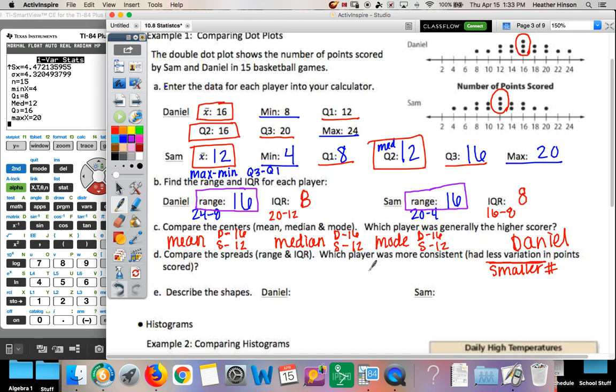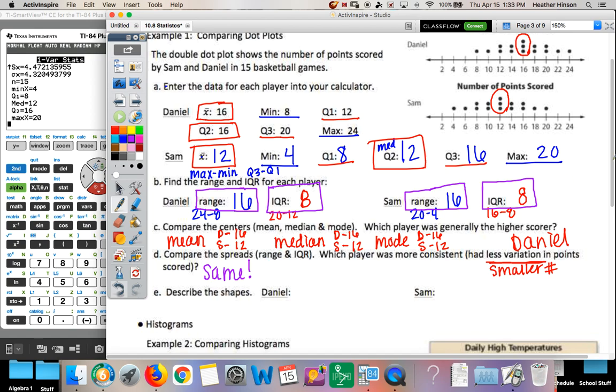So let's look at their interquartile range. Daniel's was 8 and Sam's was 8. So again, same exact. So neither one of them is more consistent than the other. They're exactly the same. Both of them have the same variation.